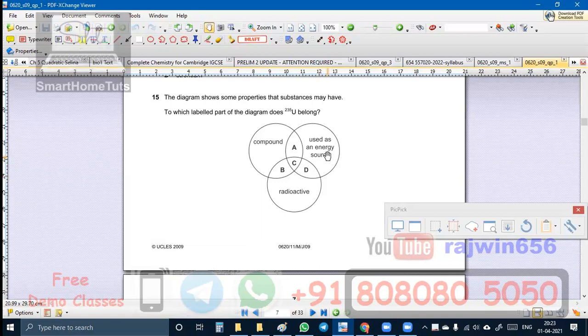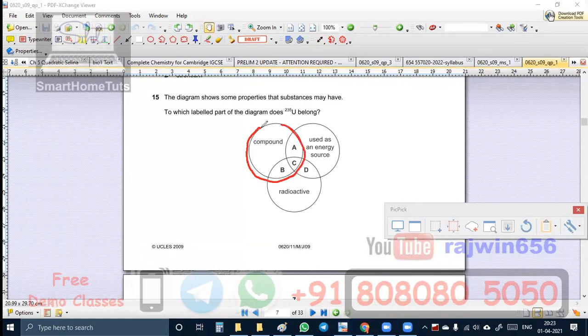It is used as a source of energy. You must have done this in physics. Uranium, nuclear fission reaction, nuclear reactor. And obviously it's a radioactive material. Since it is not a compound, and this circle is representing compound, these three options are straight away cancelled. The only option that is remaining is D.